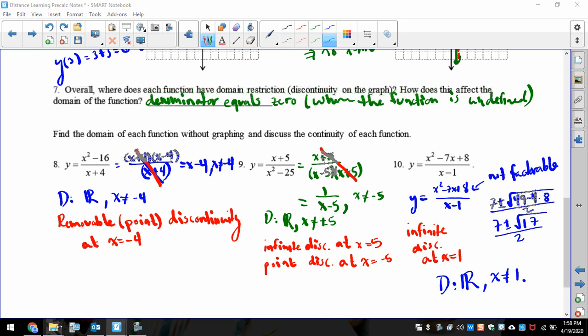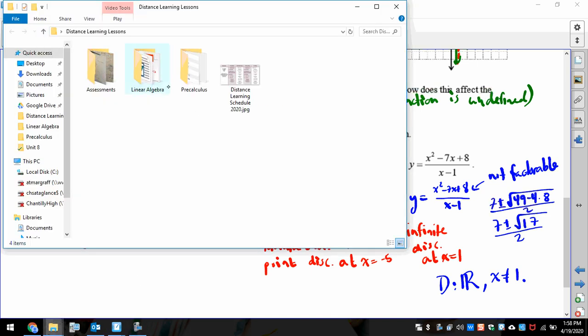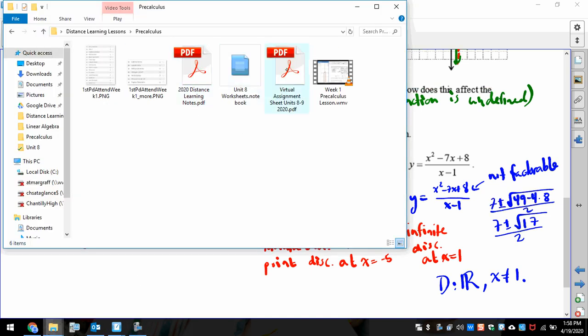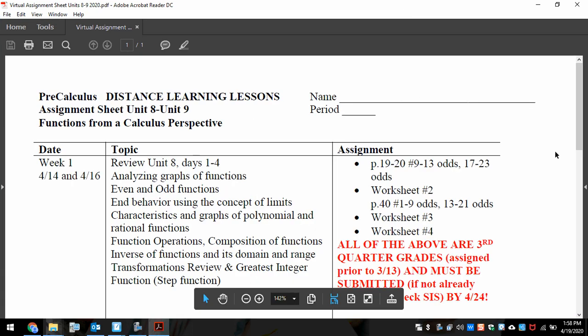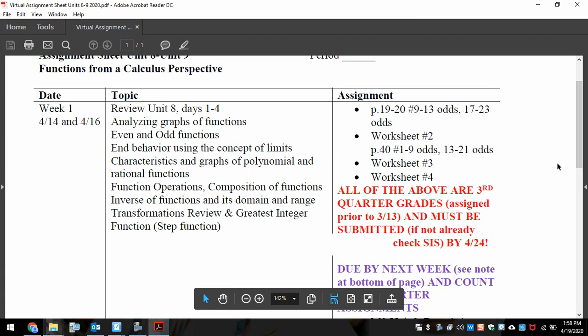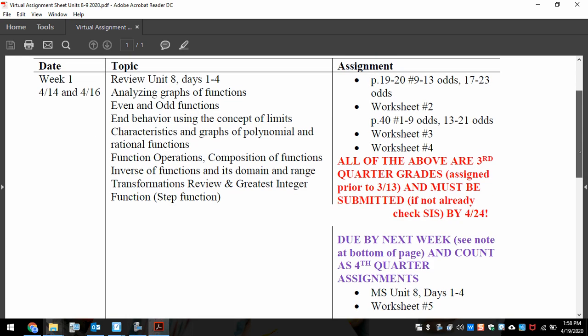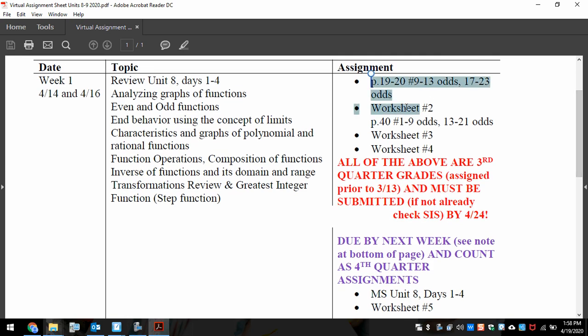Let me show you the homework real quick. So we want precalculus. Here's the assignment guide. If you haven't already turned in these assignments on the week 1 Google form, please get on that. Hopefully you had most of this first chunk done. You might have just had to get worksheet 4 done. I think all of these are 3rd quarter grades. So all of those are going to be going on the 3rd quarter.